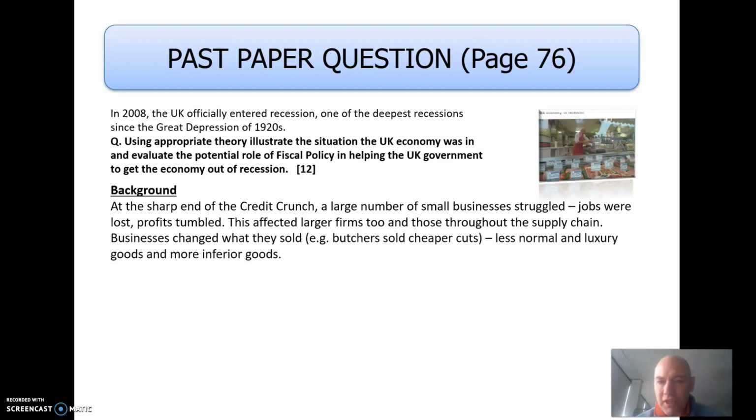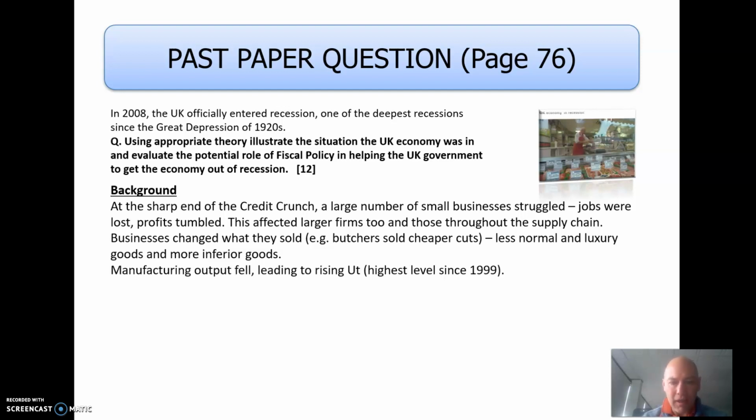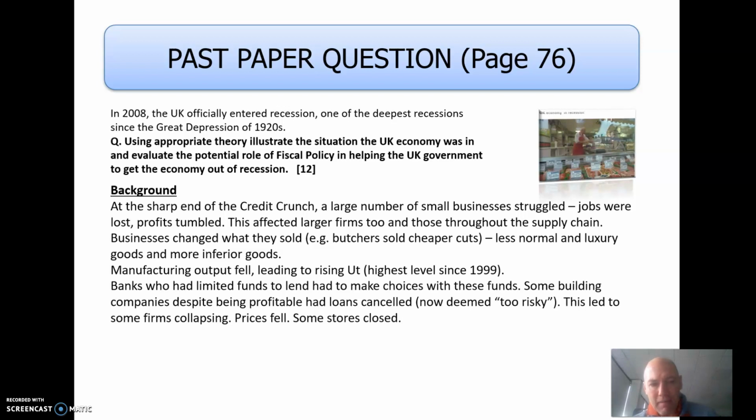Now some firms changed what they sold, so butchers would sell cheaper cuts. Less normal goods were being bought, certainly less luxury goods were being bought, and you can see people were switching, just like with the butchers, to more inferior goods, more inferior cuts. Now manufacturing output fell, unemployment reached its highest level in a decade, and the banks had very limited funds. Credit was very scarce.